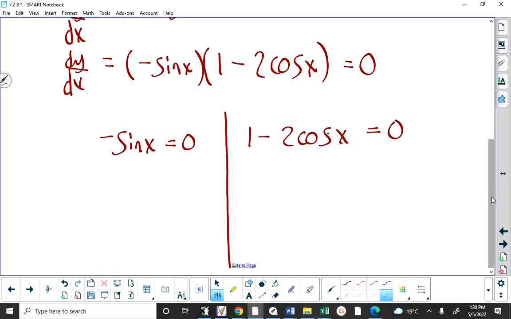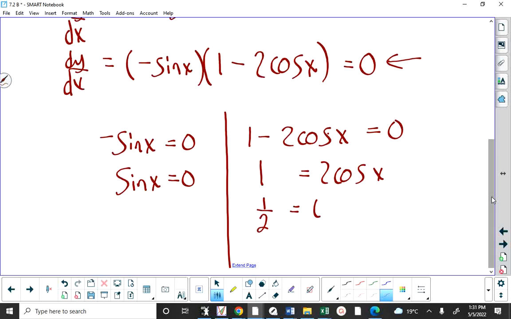Well, I can multiply both sides of this little equation by negative 1 and still get sine of x equals 0. Everybody, don't do that here. Don't get rid of that negative in front of the sine, because if you do, it's no longer the derivative. That's the risk you run of putting equals 0, is you can mathematically get rid of things, but you shouldn't. Here, this becomes 1 equals 2 cos x. So 1/2 equals cos x.